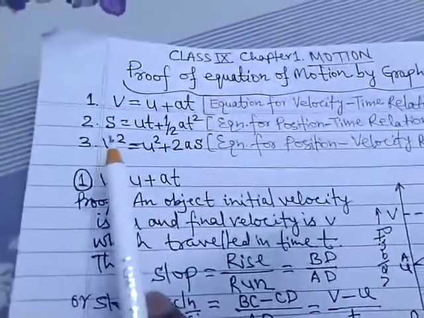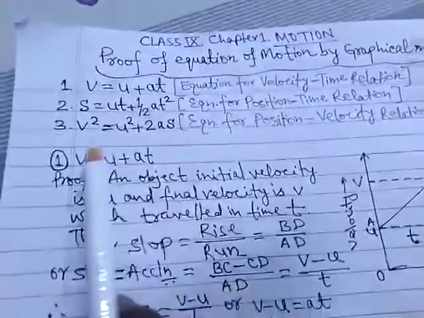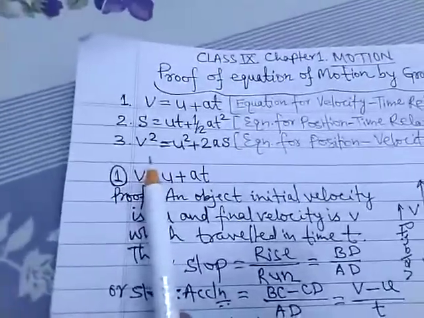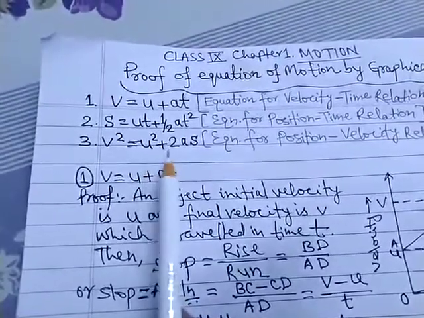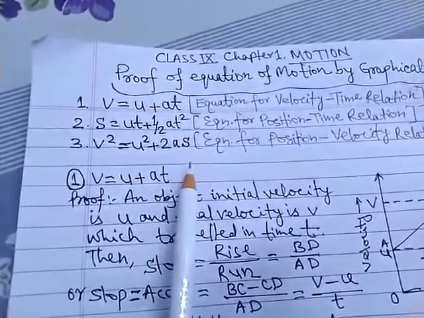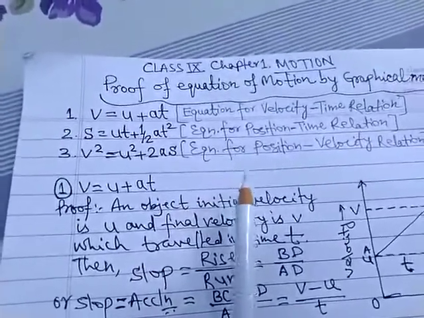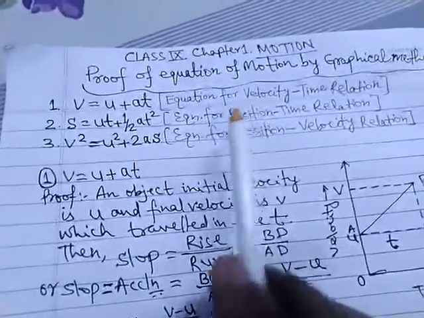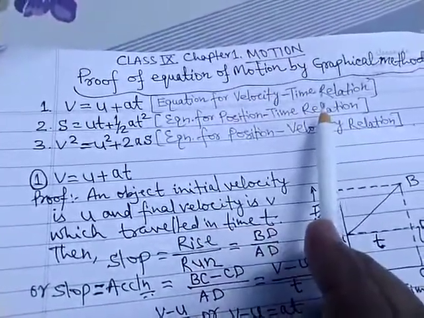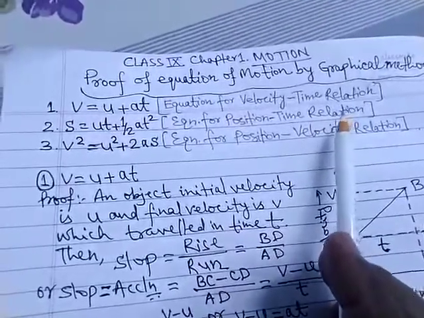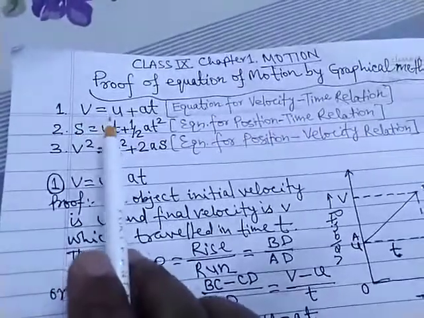The second equation is s is equal to ut plus half at square. The third equation is v square is equal to u square plus 2as. So in the examination, the question will come like this: prove the equation for velocity-time relation by graphical method. A question will not come like prove v is equal to u plus at.